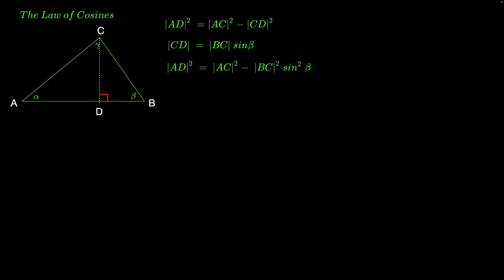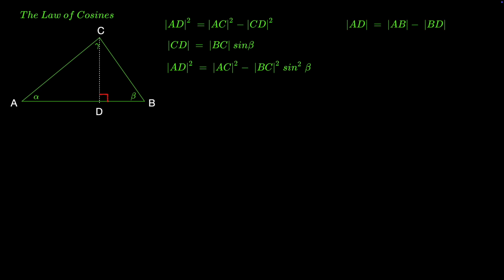For that reason, we can apply the Pythagorean Theorem to triangle ACD, and we have an expression for AD squared in terms of AC squared and CD squared. Note that CD can be referred to as BC times the sine of beta, considering triangle BCD. Substituting the second equation for CD into the first equation, now we have an expression for AD squared in terms of AC squared and BC squared and beta.